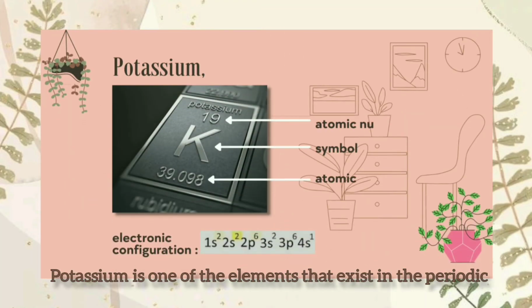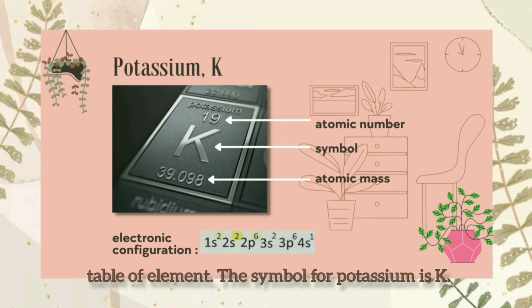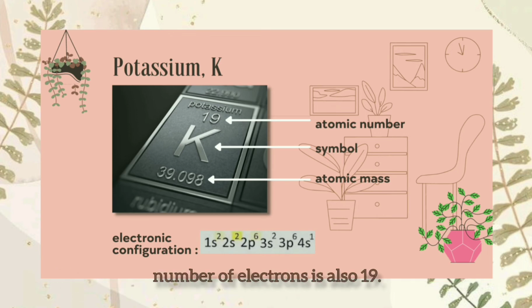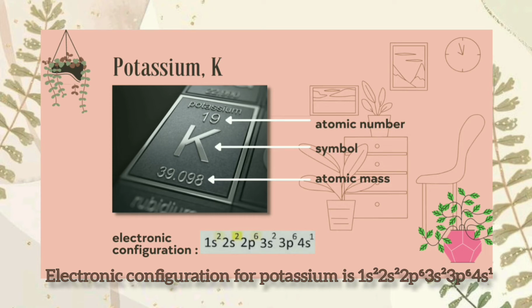Potassium is one of the elements that exists in the periodic table of elements. The symbol for potassium is K. The number of protons for potassium is 19. Therefore, the number of electrons is also 19. The electronic configuration for potassium is 1s2, 2s2, 2p6, 3s2, 3p6, 4s1.